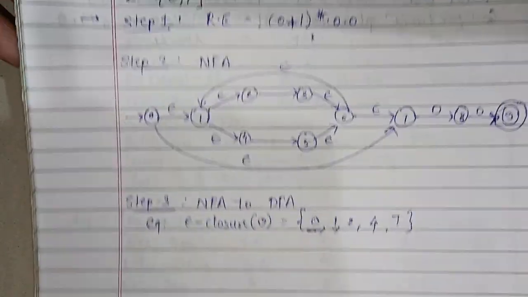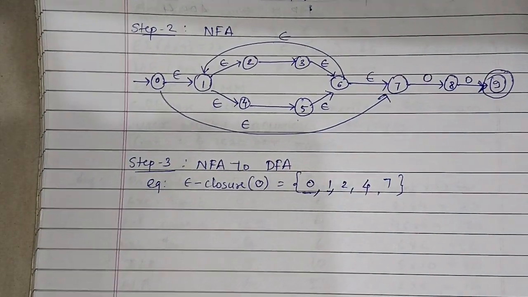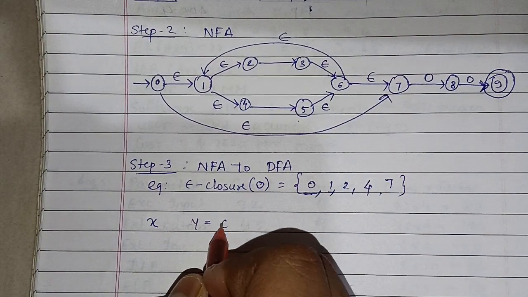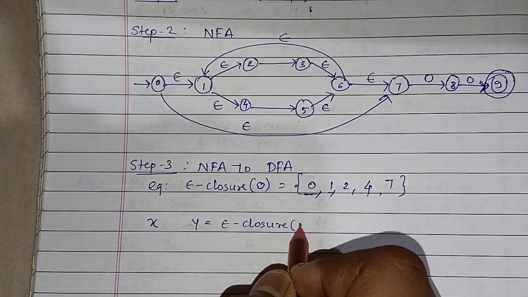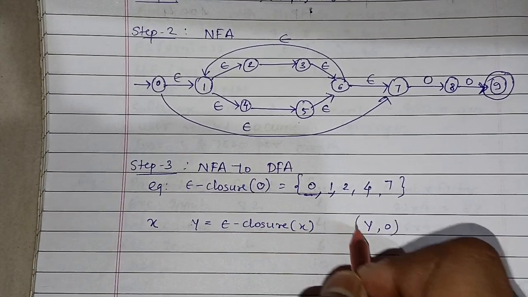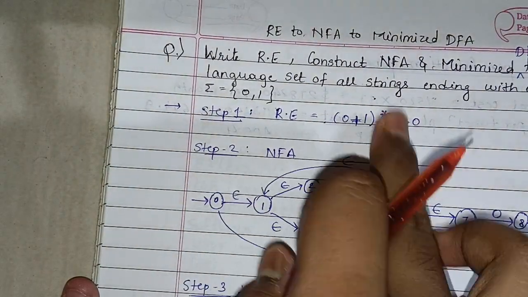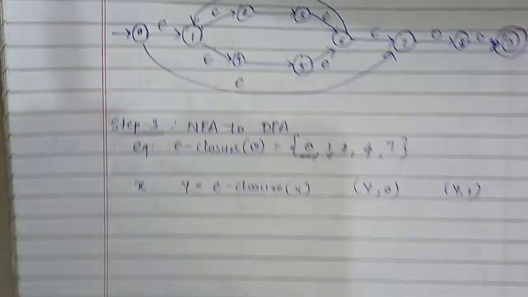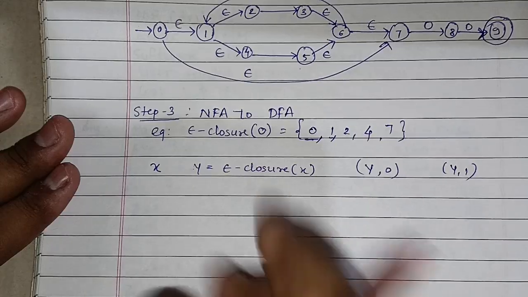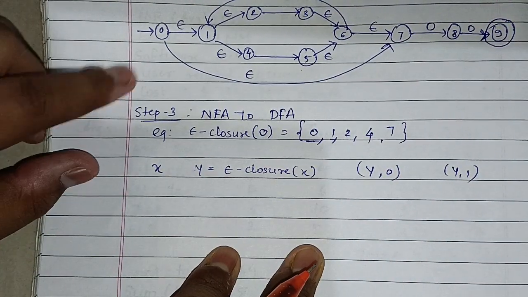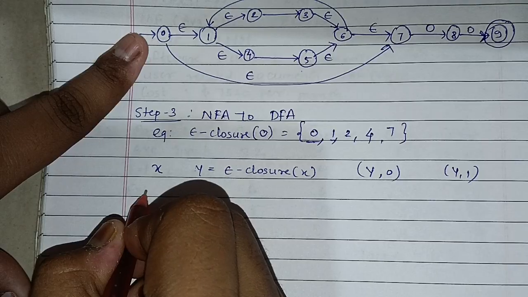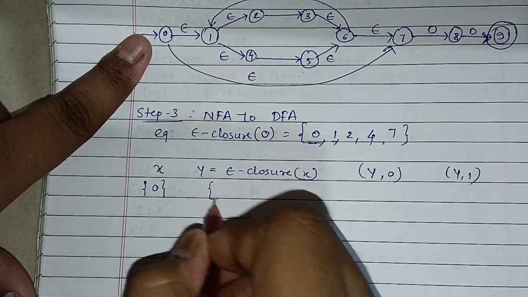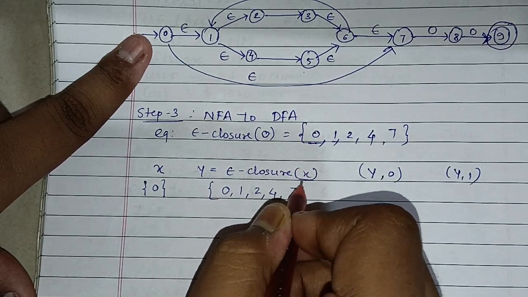Now see, for this we have to solve like this. We have to make a table: X, Y equals epsilon closure of X, Y of 0 and Y of 1, since here there are two inputs, 0 and 1. For this we have to start with the starting state. The starting state is 0. So what is the epsilon closure of 0? As I told you here, 0 1 2 4 7.